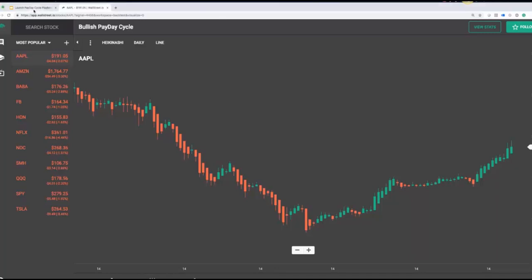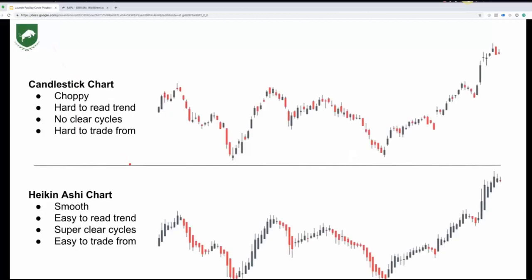All right, so I like using the Heikin-Ashi chart, and I think it's really good for swing traders. Let's show some of the distinctions between a regular candlestick chart and a Heikin-Ashi chart. Here's your regular candlestick chart. This is on the same time frame, a daily candle, and you can see it's kind of choppy. It's a little harder to read. One of the disadvantages of a regular candlestick chart is that there are no clear cycles, and that makes it a little bit harder to trade from. This Heikin-Ashi chart below is smoother, it's easier to read the trend, with very clear cycles, and that makes it really easy to trade from.